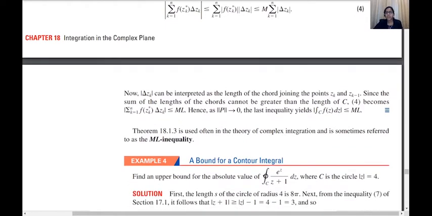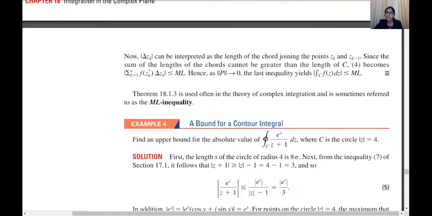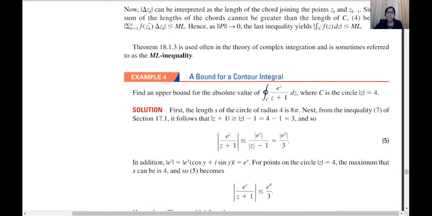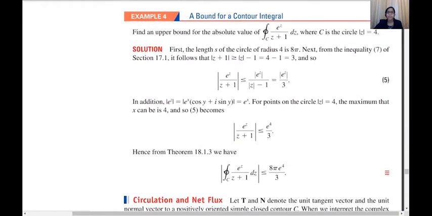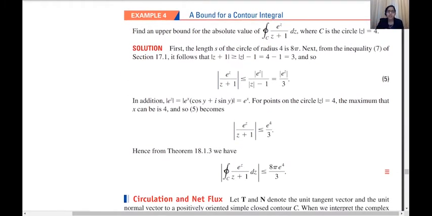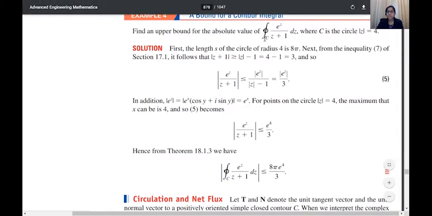That a bound will always be M into L. So let's just see an example related to that. Now we are asked to find an upper bound for the absolute value of the integral over C of e raised to z divided by z plus 1 into dz, where C is the circle |z| = 4.